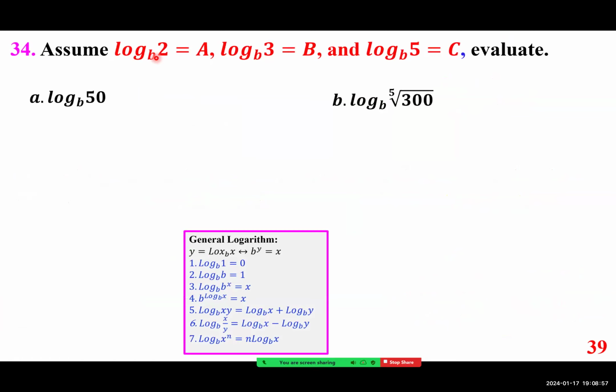Let's assume log 2 with some base, we don't have the base, B, is A, log 3 with the same base is B, log 5 with the same base B is C. We want to evaluate those.